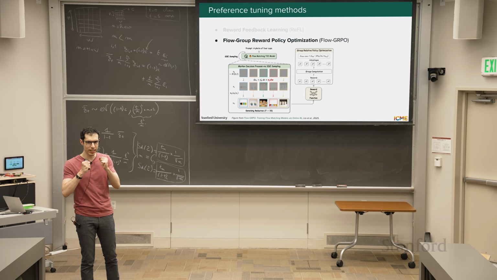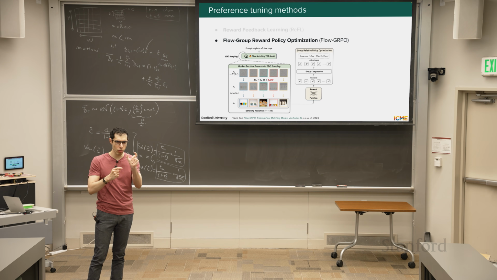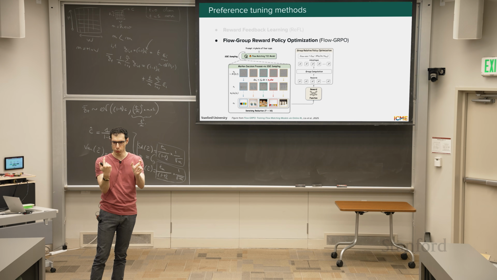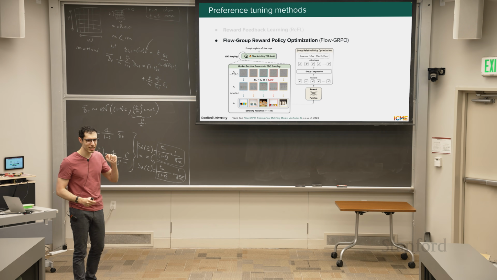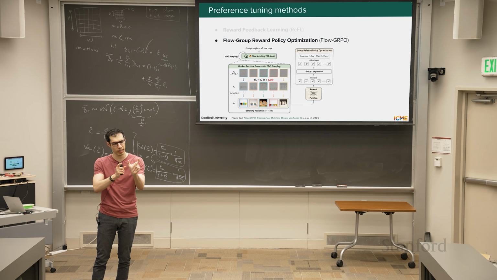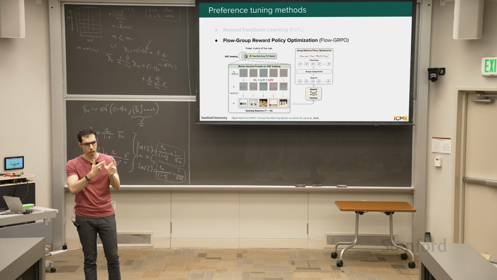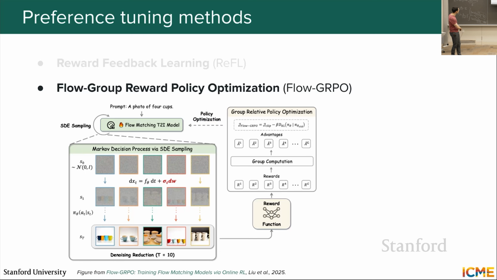And then you compute a relative measure of how good that image was with respect to the other images in your group. That's why this method is called Group Reward Policy Optimization: you compute an advantage, that's the technical term, which is the reward relative to the rewards in your group. And then based on that, you update the policy, which is your image generation model.